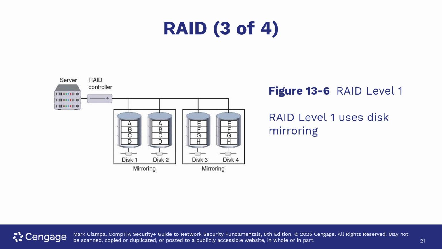RAID level 1 uses disk mirroring. So those 4 drives are down to 2. You have 2 functioning drives. The other 2 are just a mirror of whatever that is. So disk 2 is a mirror of disk 1. Disk 4 is a mirror of disk 3.